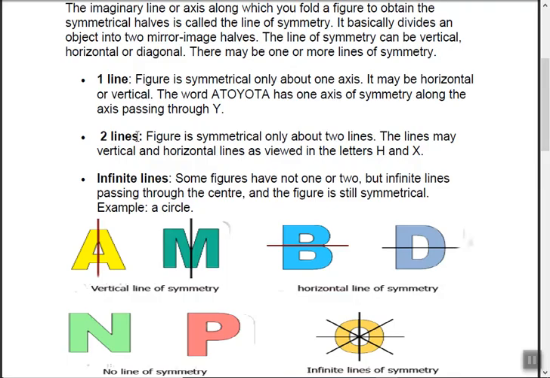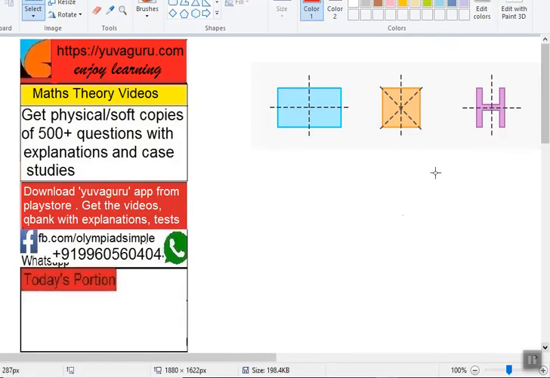Second, 2 lines of symmetry. The figure is symmetrical about 2 lines. The lines may be vertical or horizontal, as viewed in the letters H and X, right? If you see H and X, you will see 2 lines of symmetry. See this H, one is over here and one is over here, okay?